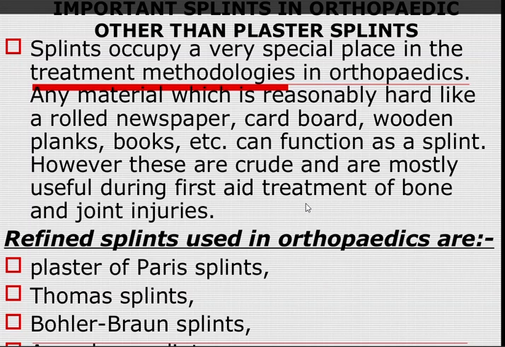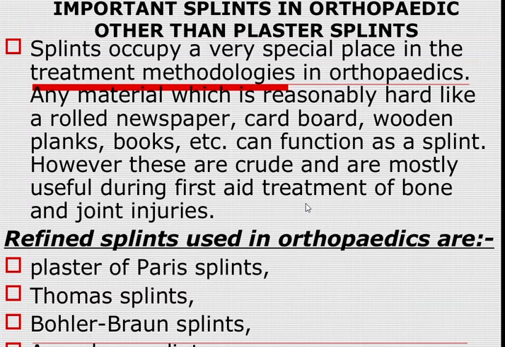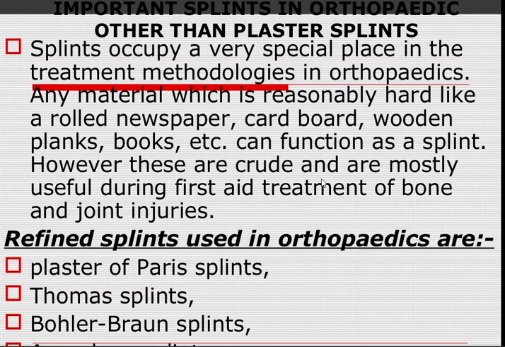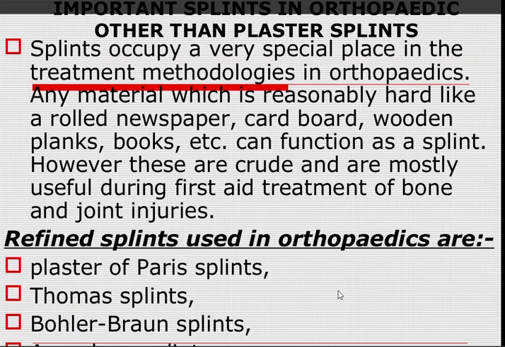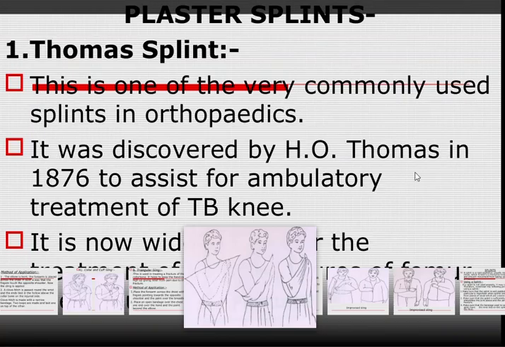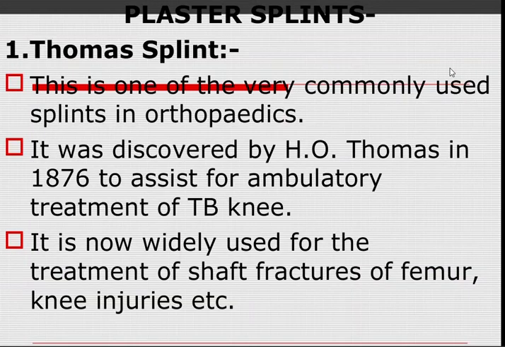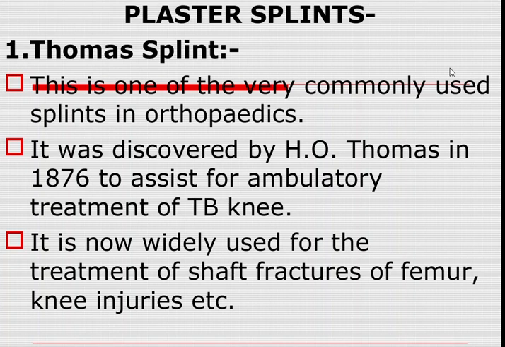Next, there are refined splints that are used in orthopedics. They are plaster of Paris, Thomas splints, Volkmann splints, and aeroplane splints. First is the plaster splint, or plaster of Paris splint. Next, the Thomas splint is there.